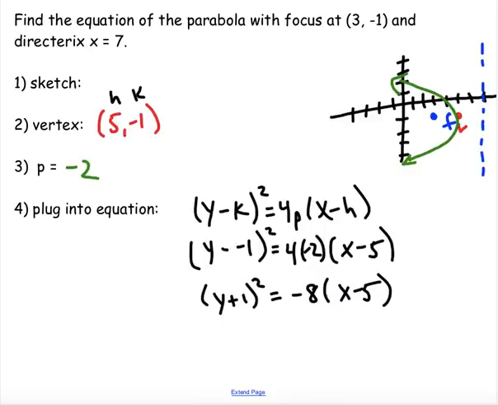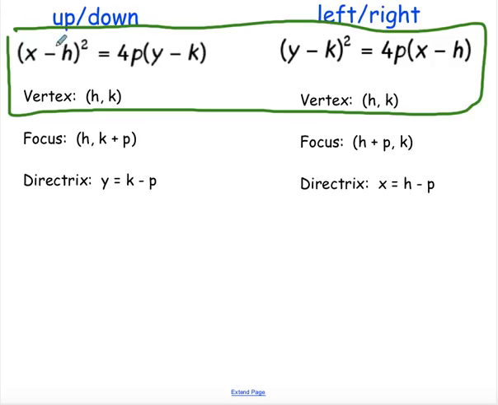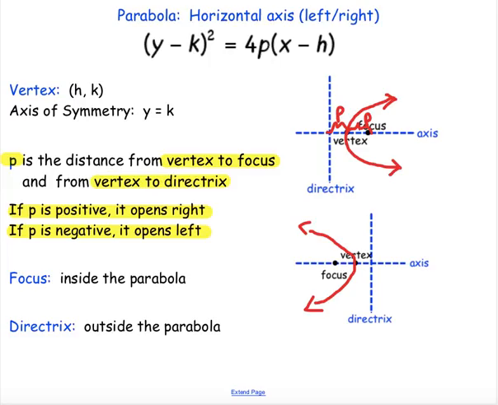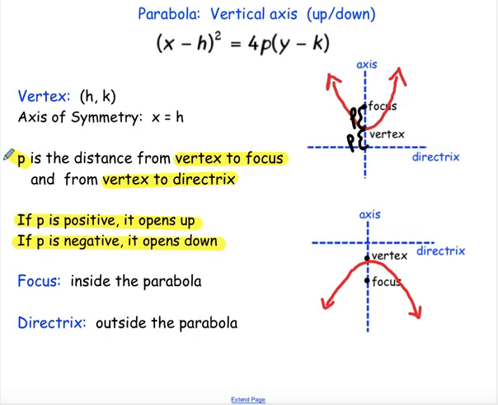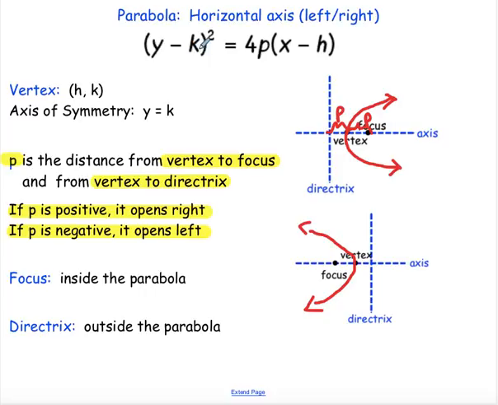So just going back here, up, down is when the x's are squared, left, right are when the y's are squared. If P is positive, it's going to open right. If P is negative, it's going to open left. Or here, if P is positive, it'll open up. Or if P is negative, it'll open down. So be cautious of what is being squared, the x's versus the y's. And just remember, P is the distance from vertex to focus and vertex to directrix.